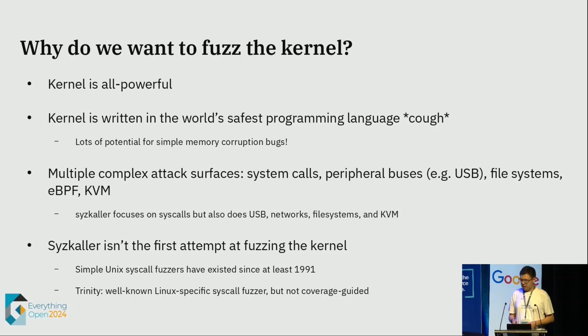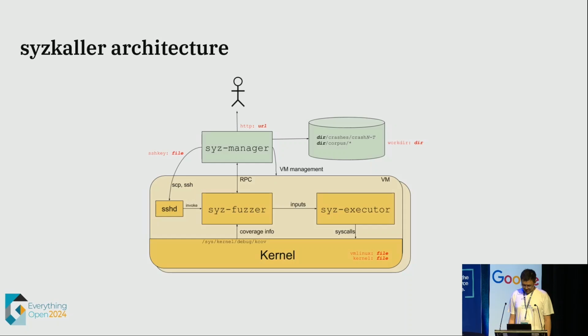And it's not the first attempt at fuzzing the kernel. People have been trying this for a while, but the major thing that distinguishes it from its predecessors, such as Trinity, is the fact that it uses modern coverage-guided techniques. And this has made it ridiculously successful at finding bugs. It has reported thousands of bugs to the mailing list, much to the annoyance of some kernel maintainers.